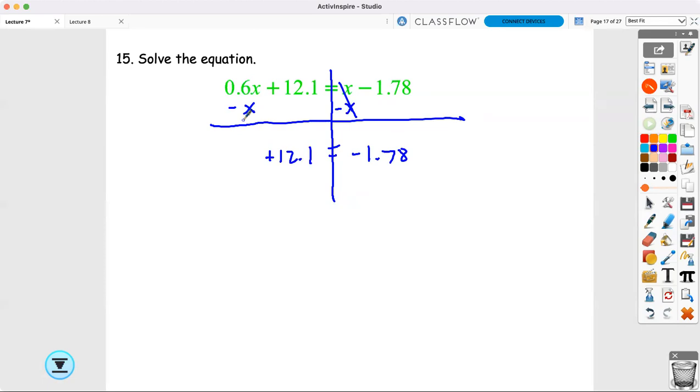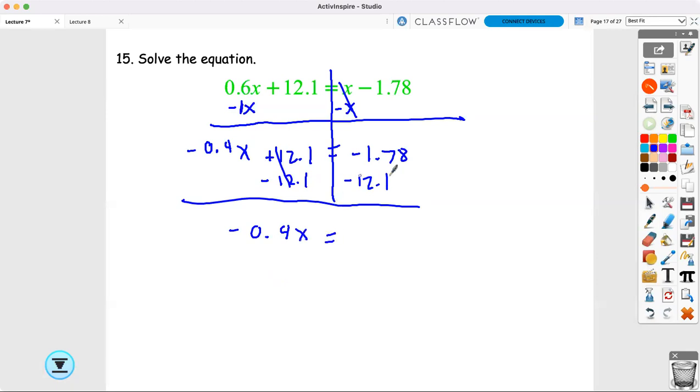0.6 minus 1. So that's what you'll plug in your calculator. 0.6 take away 1 is negative 0.4x. There's an invisible 1 here, right? So then we subtract 12.1 on both sides. So then we get negative 0.4x equals, you owed the bank $1.78 and then you spent another $12.10. So we're gonna owe them negative $13.88.